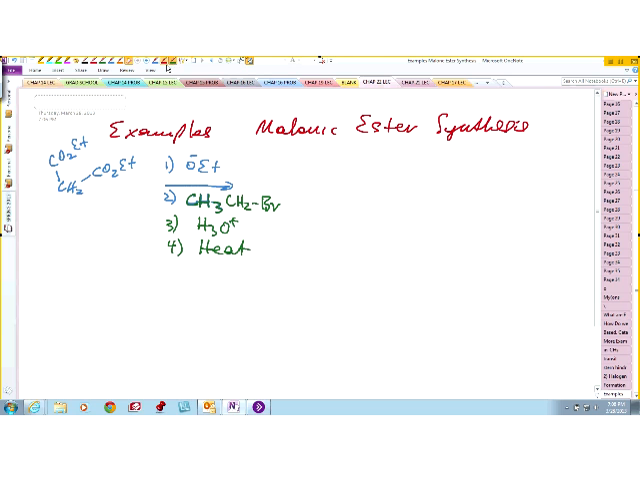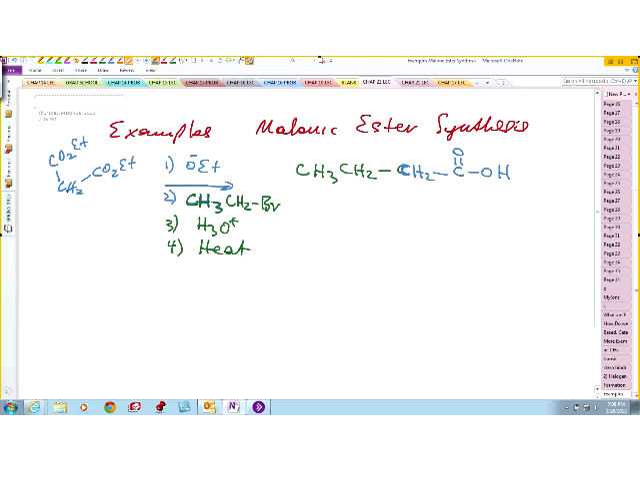Now what will be the product? CH2 attached to this here, and one of these hydrogens is gone, right? So therefore you form this. So now you actually form this. That will be your product.